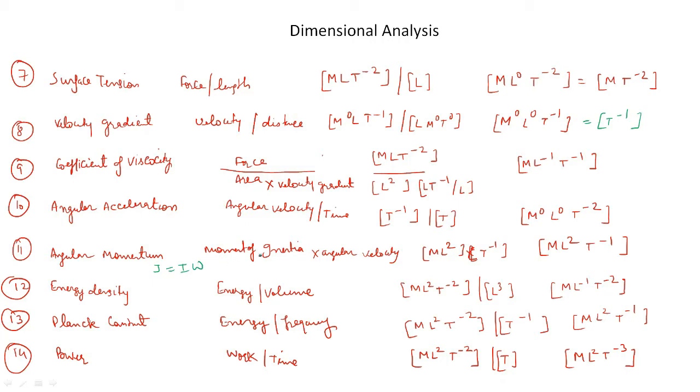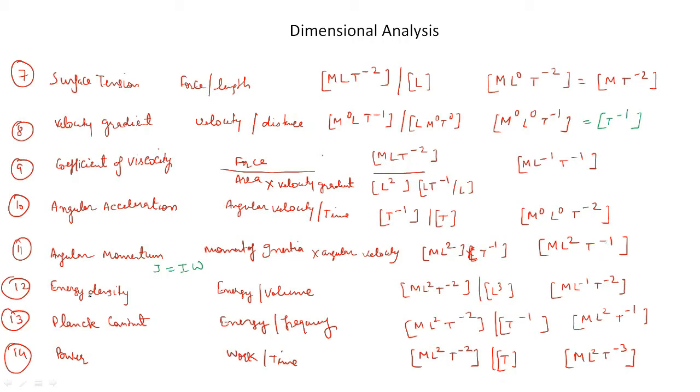Then angular momentum, it is defined as J is equal to I omega. Here I is moment of inertia, omega is angular velocity. So moment of inertia is defined as mass into distance square. So it will have the dimensional formula ML square, and angular velocity has the dimension formula T to the power minus 1. So final formula for angular momentum is ML square T to the power minus 1.